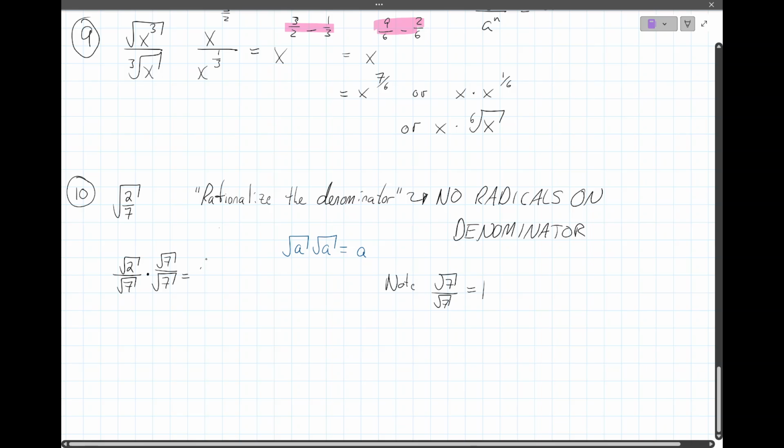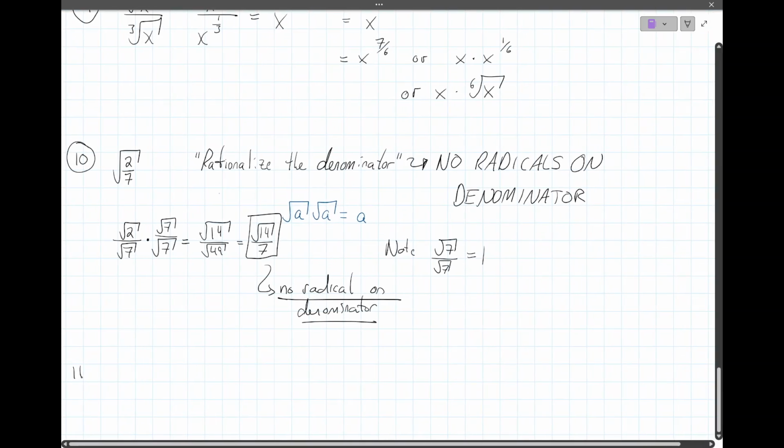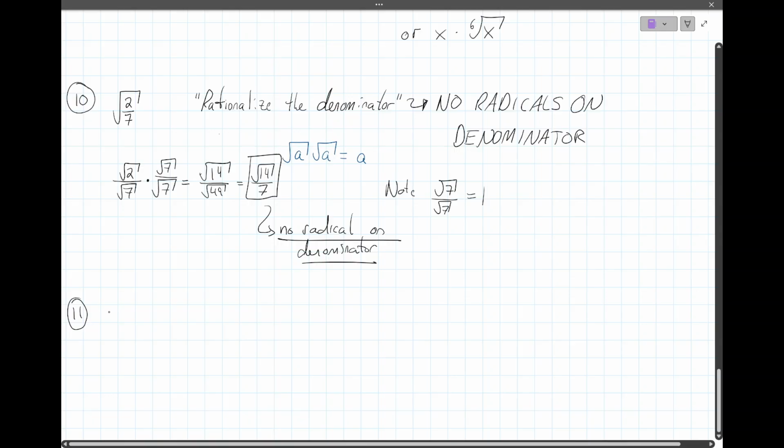Now I'm going to have root 14 on the top, and I'm going to have root 49 on the bottom. Well, that root 49 is going to become 7. So now, no radical left on the denominator, right? And this has so many uses that we'll see in simplification as something that we're going to use over and over and over again. So just be mindful that this shows up repeatedly. Rationalizing the denominator is super important. It will be an expected step from this point forward.